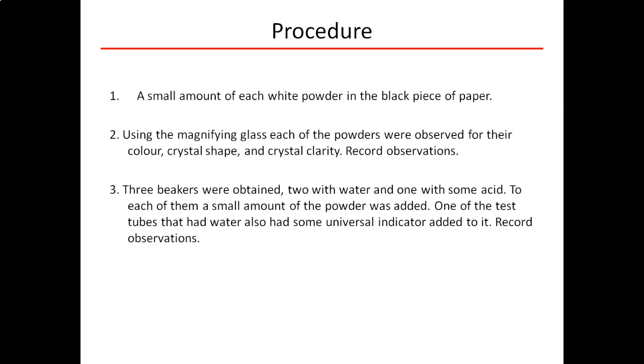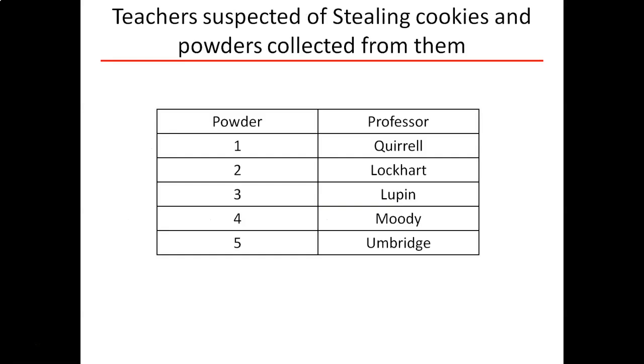After that, we took 3 beakers, and to 2 of them we added water, and in 1 of them we placed an acid. We added a little bit of the white powders to each of the beakers. To 1 of the water beakers, we also added a little bit of universal indicator. That would allow us to hopefully distinguish between the powders. Now, the sources and suspects: powder 1 came from Professor Quill, powder 2 from Professor Lockhart, powder 3 from Professor Lupin, powder 4 from Professor Moody, and powder 5 from Professor Umbridge.